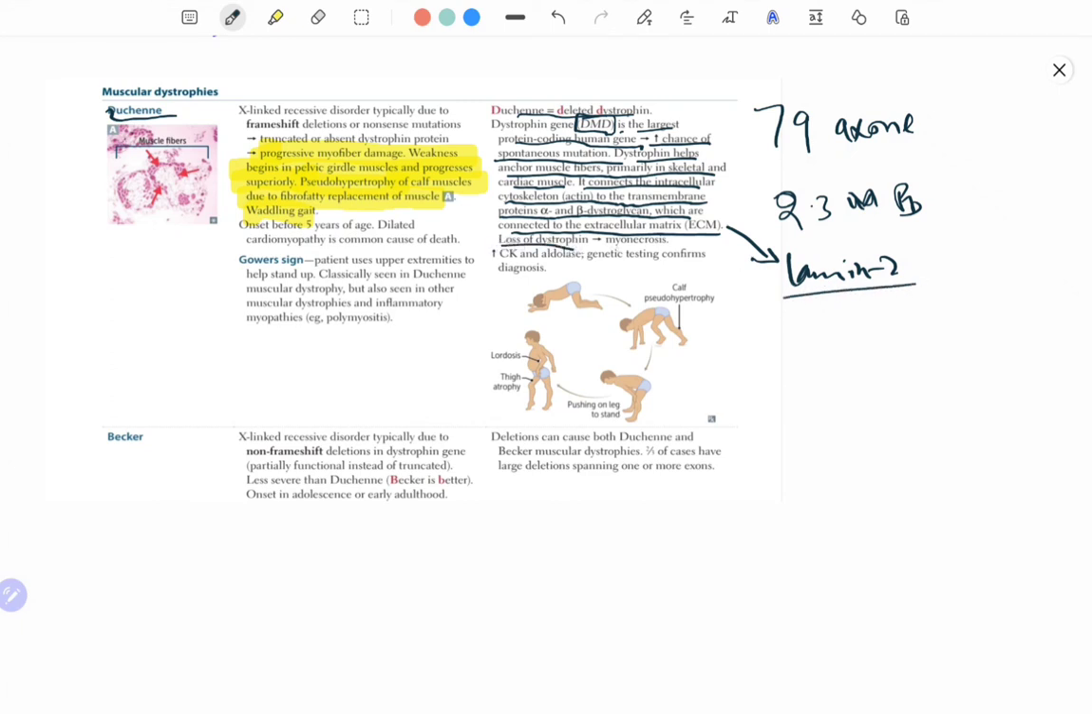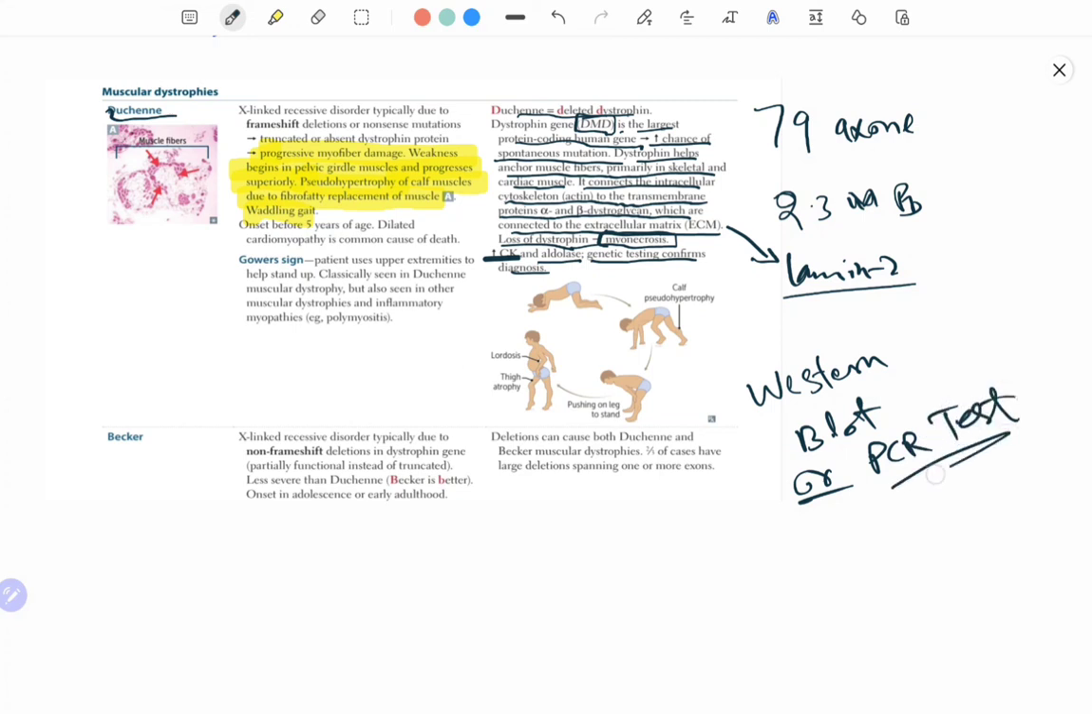Loss of dystrophin may cause necrosis of the myocytes. Creatine kinase and aldolase enzymes increase. Genetic testing confirms the diagnosis. In genetic testing, we confirm with the Western blot test, and sometimes with the PCR test. These tests are used for diagnosis, genetic testing confirmation.